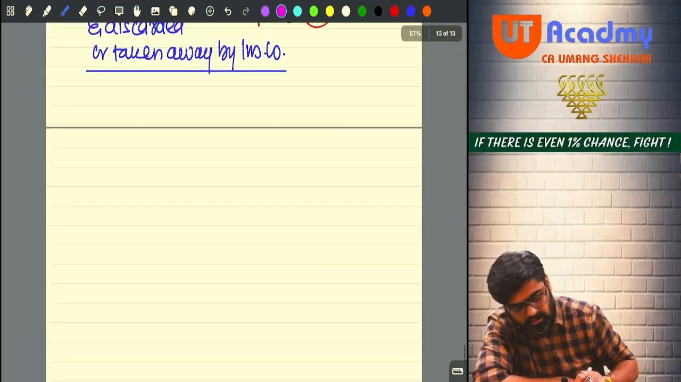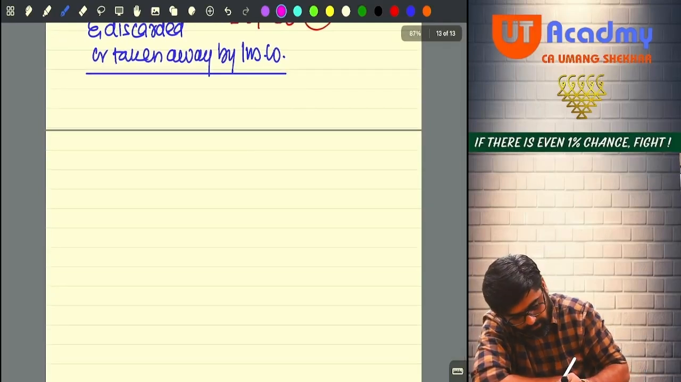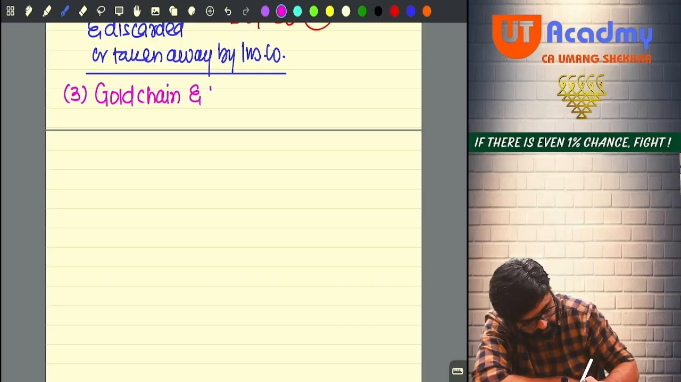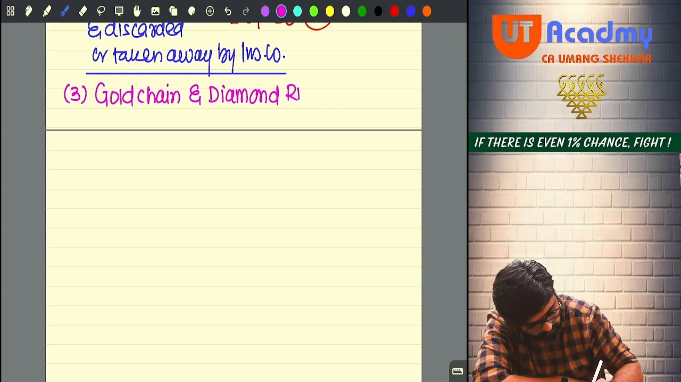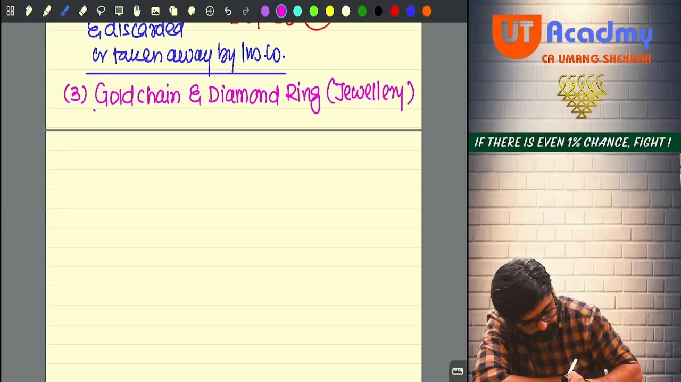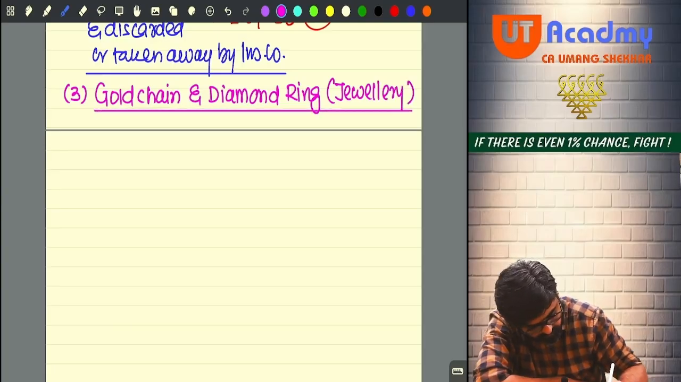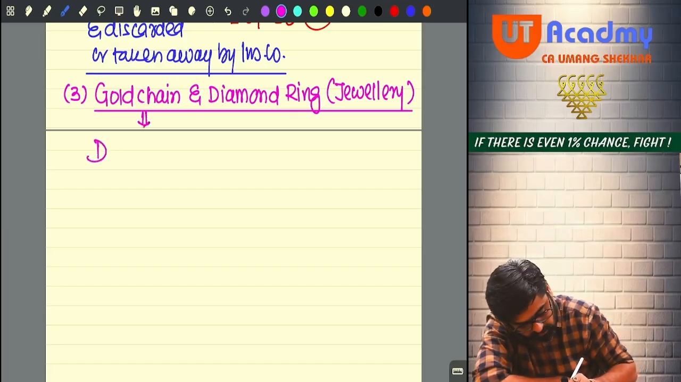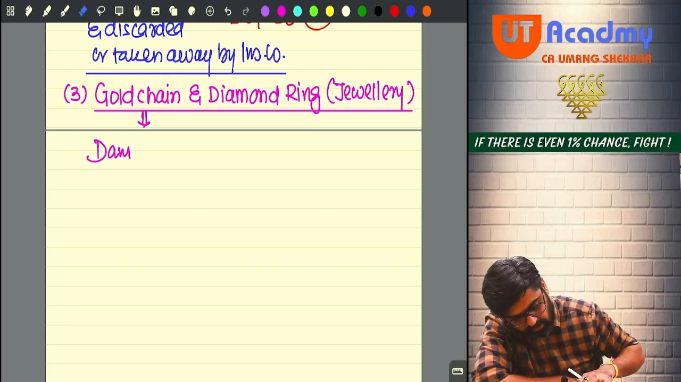What was the third asset? Jewelry. Gold chain and diamond ring. Can I say jewelry? Now for this also, damaged or destroyed.